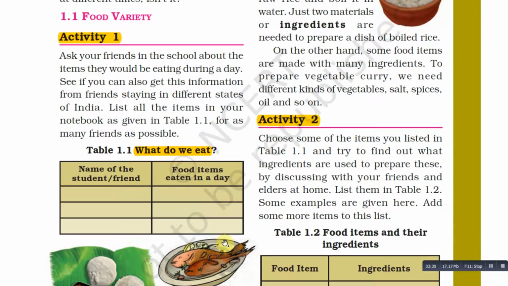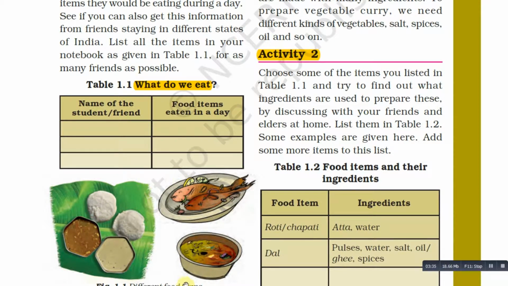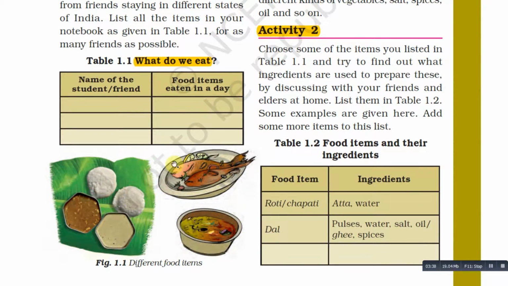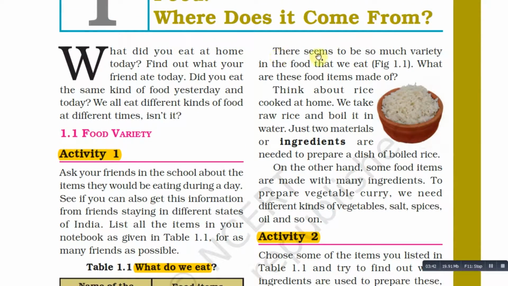So these are the examples. Suppose idli sambar, fish curry. These are different food items. So now there seems to be so much variety in the food that we eat. That figure we have seen. What are these food items made of? Now if you have done this activity 1, you will get to know that so many food items are there to eat. So now we will study further.